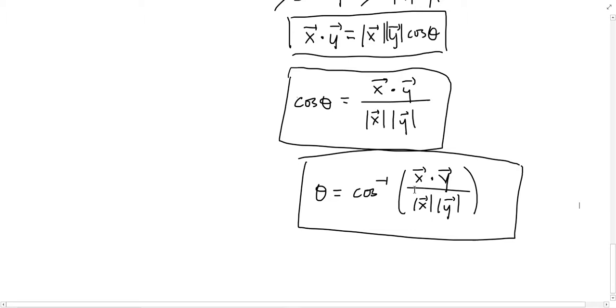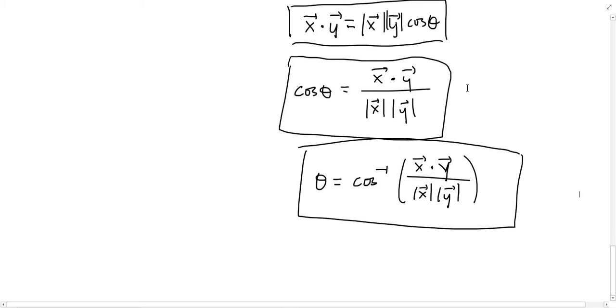So these last two are probably going to be used mainly for finding either the cosine of the angle or the angle itself if we're given vector x and vector y. While the first one right here, we use to find vector x dot vector y if we're given the angle theta or the cosine of that angle theta, and also the lengths of the two vectors. So they each have their own separate uses.